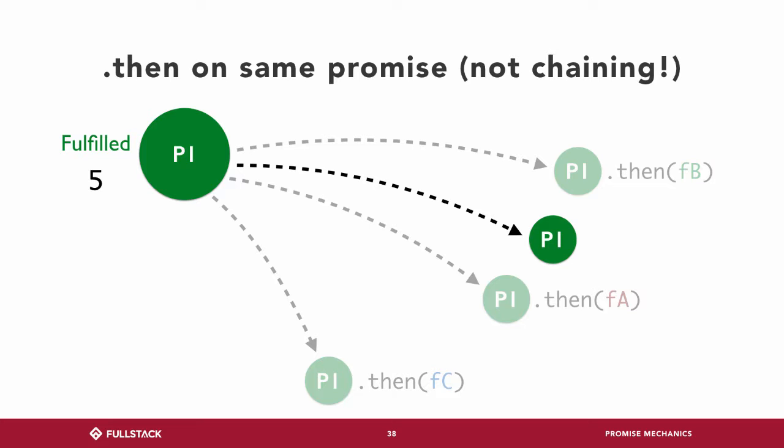You could also, after the fact, decide that you're going to add an FD. That promise has already been resolved, and after the fact you want to call then on it. Right off the bat, it's a resolved promise, and this will end up getting called.